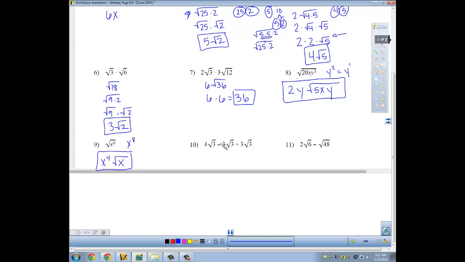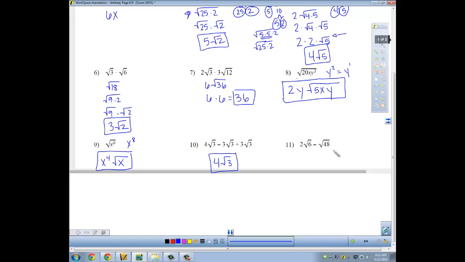Number 10, we can just combine our like terms because this is addition and subtraction. So this is kind of like 4x minus 3x plus 3x. Just instead of x, it's square root of 3. So really I'm just doing 4 minus 3, which is 1. 1 plus 3 is 4. And then stick the square root of 3 by your answer.